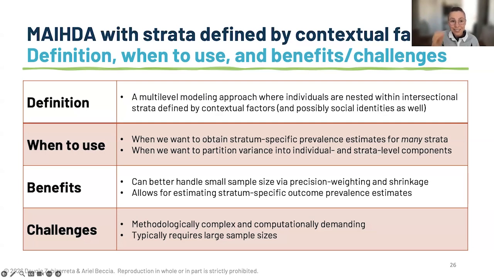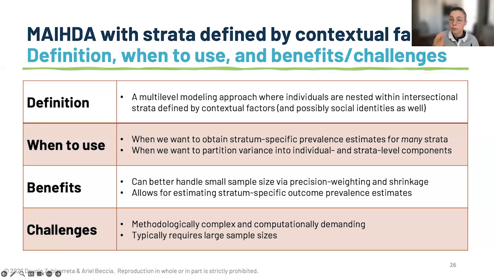However, going into the nitty-gritty of MAIHDA and all of its possible extensions is really outside the scope of this session. So we're just highlighting the specific adaptations of MAIHDA that are particularly relevant to SQIR specifically. And so in this adaptation, individuals are nested within intersectional strata, and these strata are defined by contextual factors. They can also be defined jointly by individual level social identities.